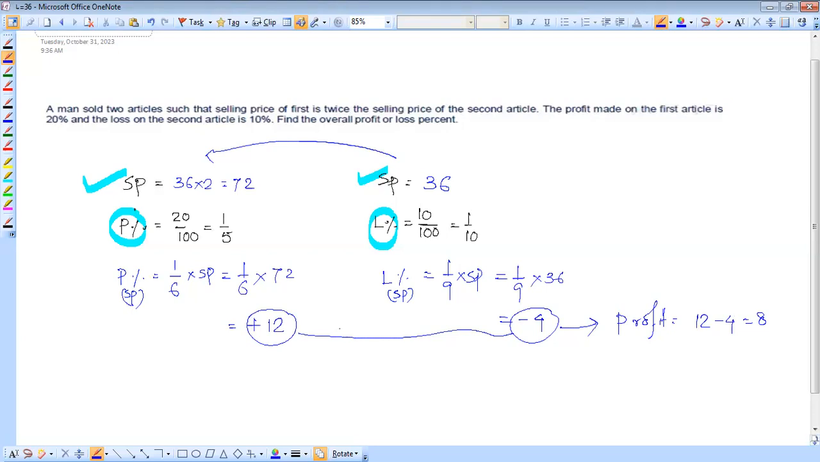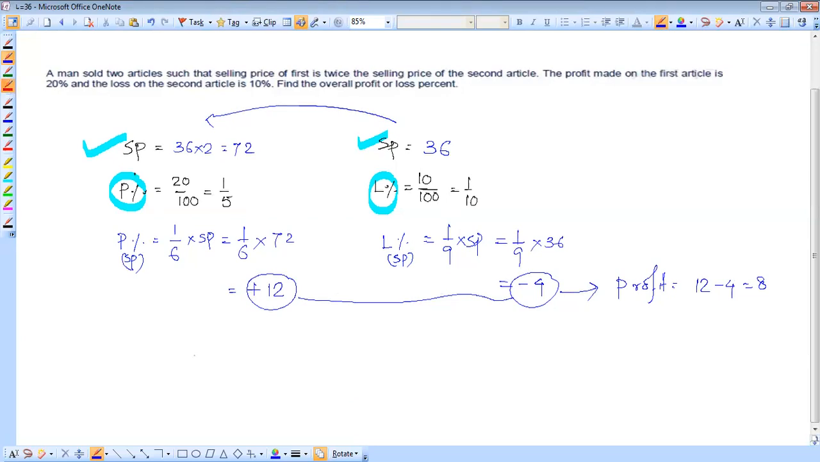So if you calculate the total selling price, which was 72 plus 36, 108. And if you want to calculate the total cost price, in this 108, you made a profit of 8 rupees. So the cost price was 108 minus 8, 100 rupees. Now you can easily check that the cost price was 100, selling price was 108, so you made a profit of 8%.